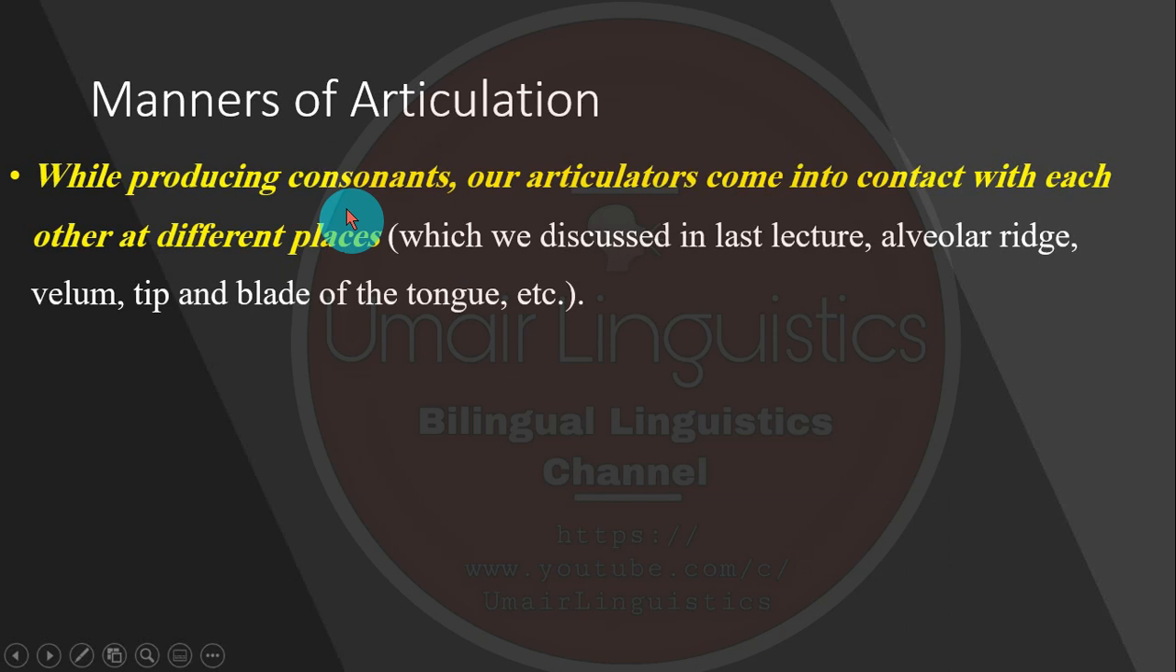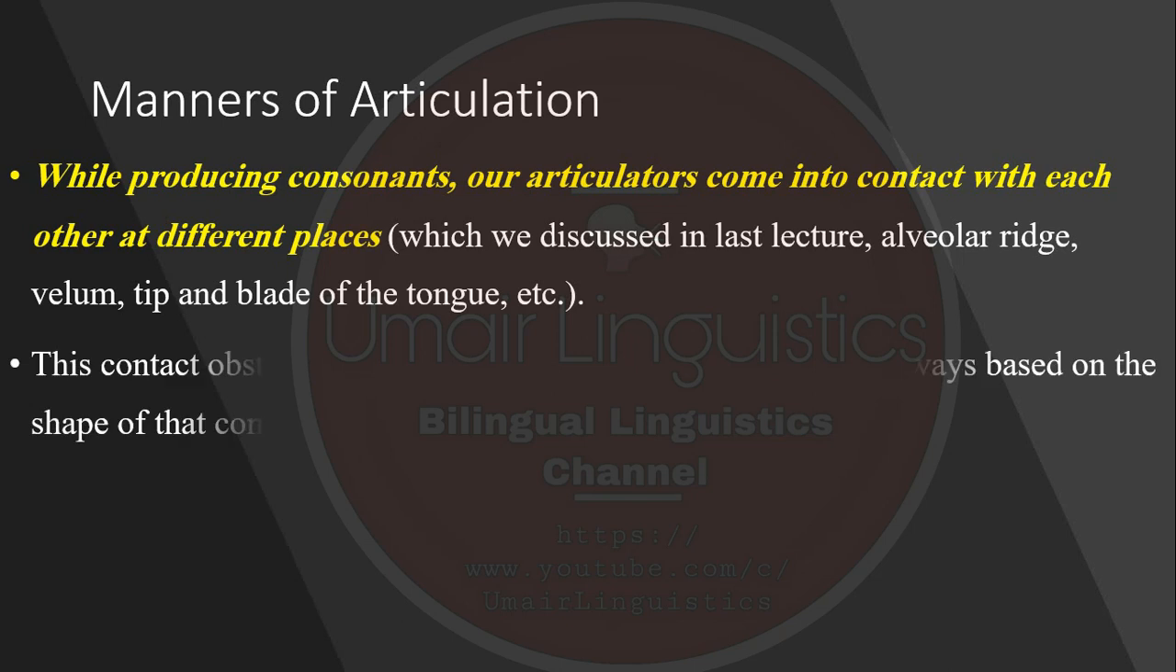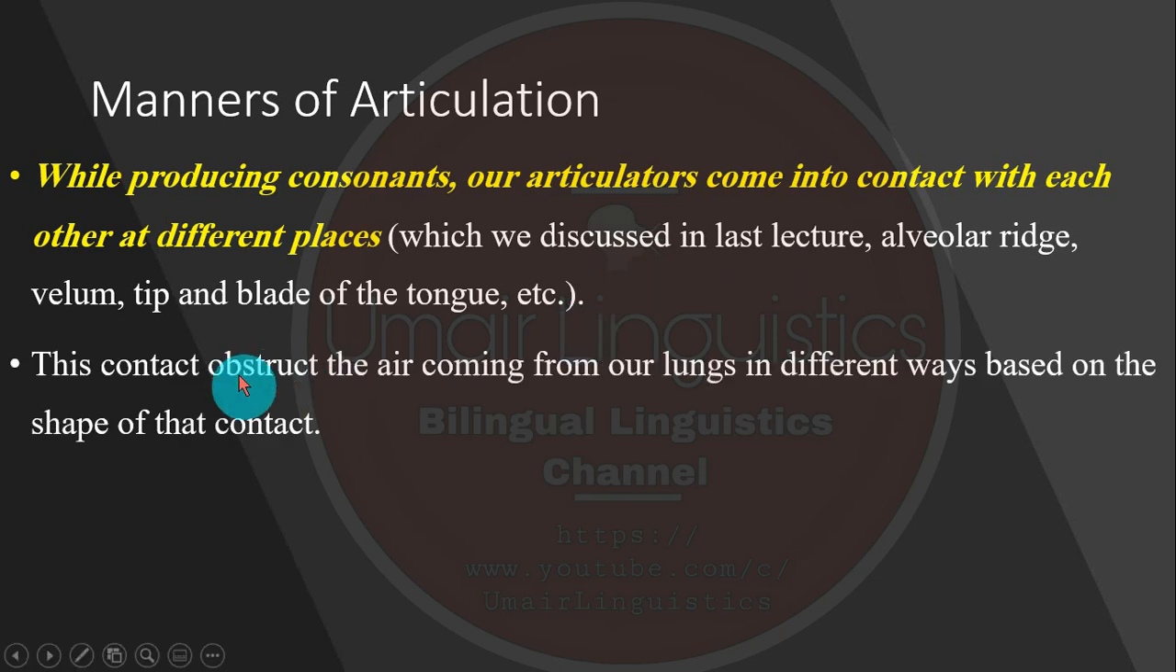So while producing consonants, our articulators come into contact with each other at different places. Sometimes our tongue is touching the alveolar ridge, sometimes the back of the tongue is touching the soft palate, sometimes our tongue is protruding between the upper and the lower teeth, sometimes our upper and lower lips come together. So these are different manners of producing sounds, and while producing these sounds the air is obstructed in one way or the other. The obstruction of air in all these different positions is different.